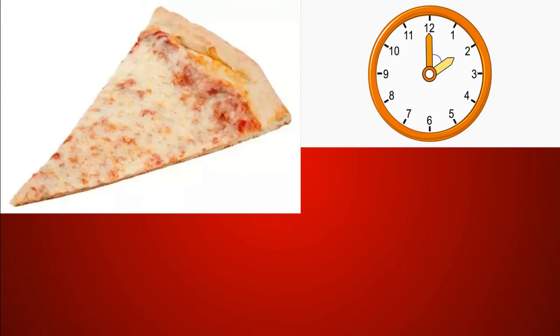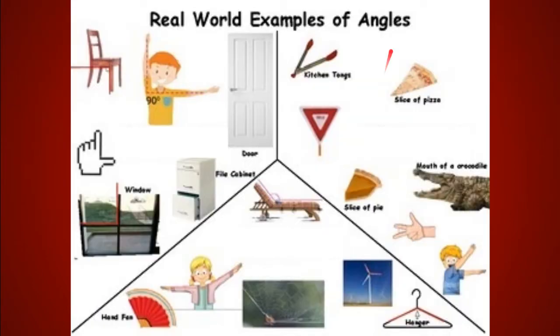Okay, so can I show you guys more examples? Yeah, some more examples. So we have chairs, furniture, hands, up to areas like nature with mouths of crocodiles, spider webs. We have some food. We have headphones. They're pretty much everywhere. So that means we see angles everywhere. They become part of our daily lives and we haven't even known.